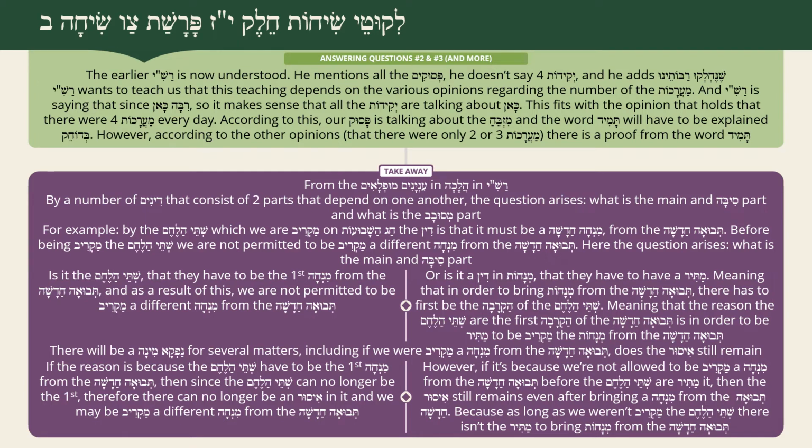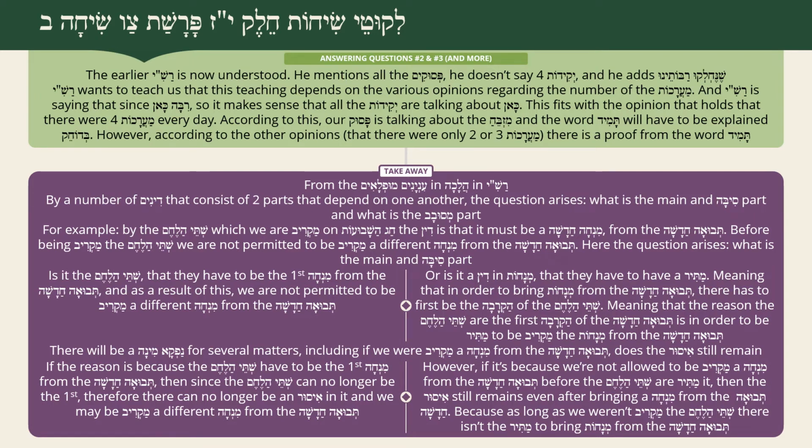For example, by the Shtei Alechem, which we are makriv on Chag HaShavuos, the din is that it must be a mincha chadasha. It has to come from the tvuah chadasha, from the new grain. And before being makriv the Shtei Alechem, we are not permitted to be makriv a different mincha from the Tvuah Chadasha. And so here the question arises, what is the main and siba part?